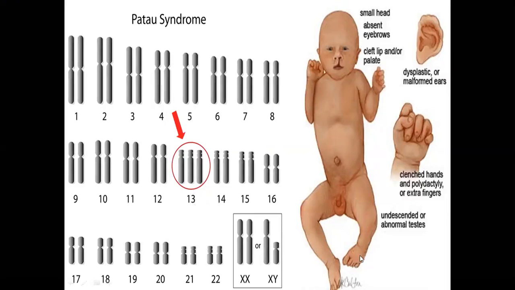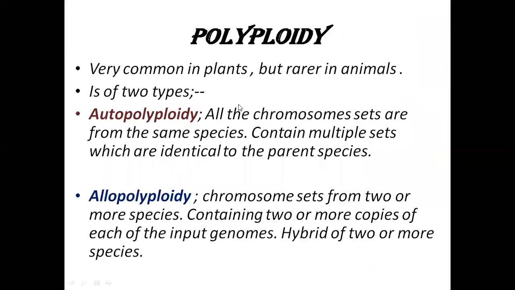And this is a Patau syndrome male child. You can see the clenched hands here. It's always clenched, the fists are held tightly, and you can find polydactyly, or extra fingers. Then the undescended or abnormal testes. Looking at the ears, they are malformed, it's a small head, eyebrows are absent, and there is a cleft lip or a cleft palate inside the mouth. Usually these individuals hardly survive the first few days of their life.